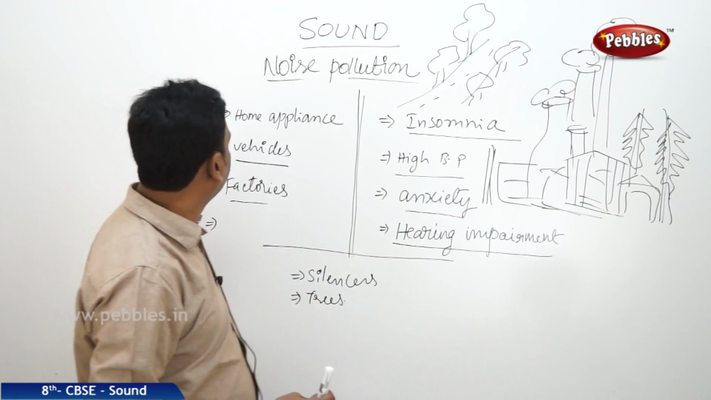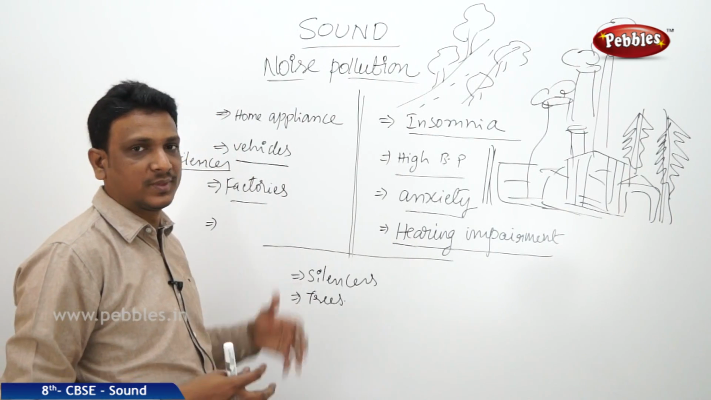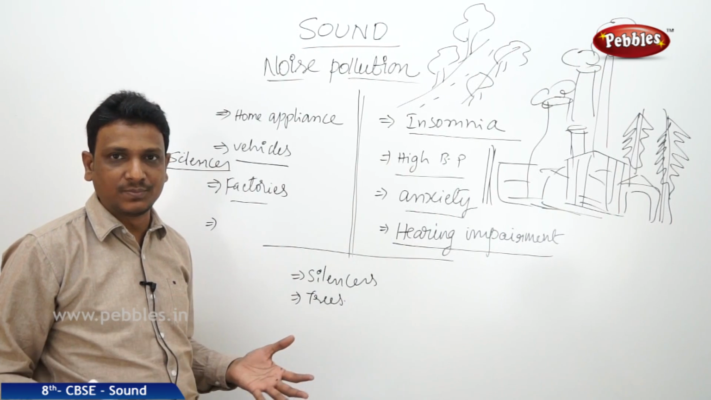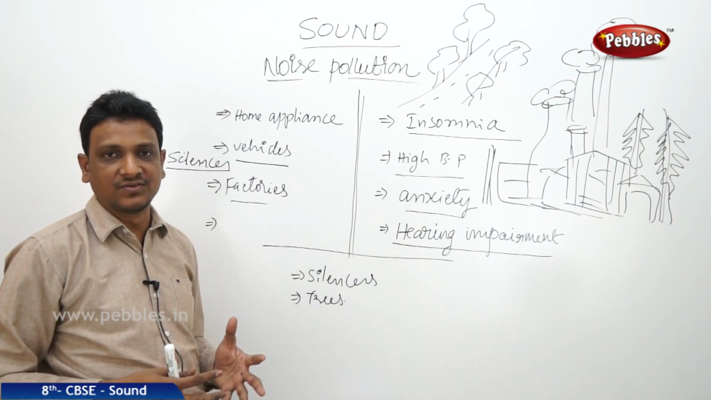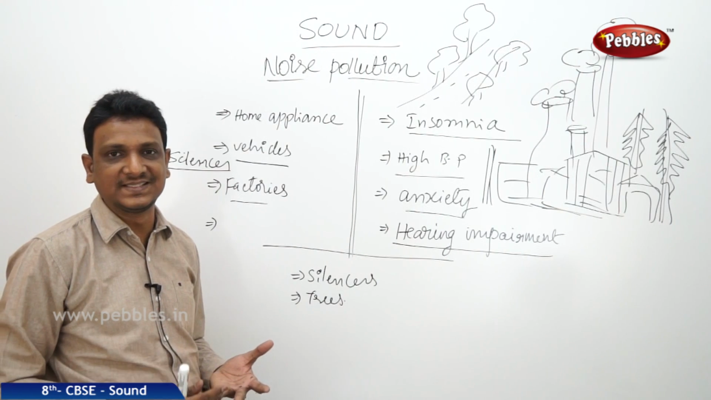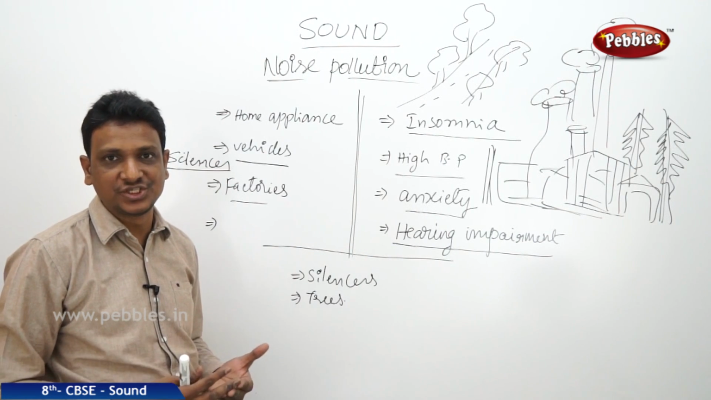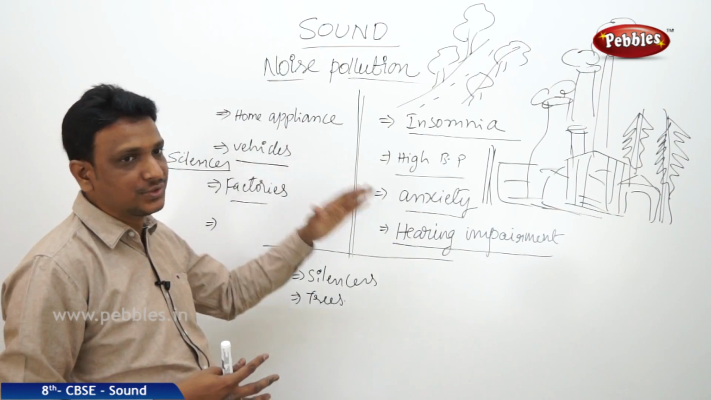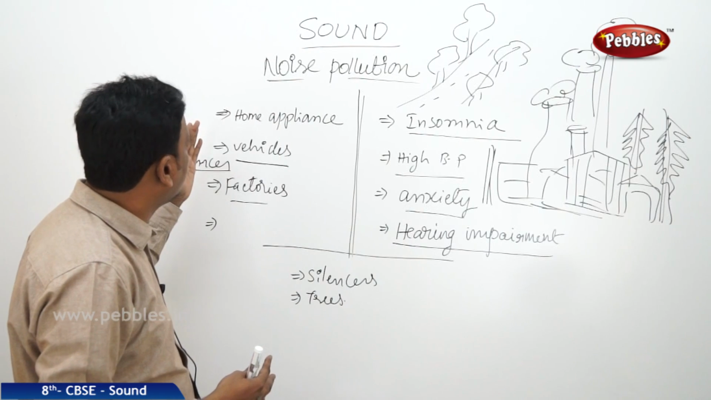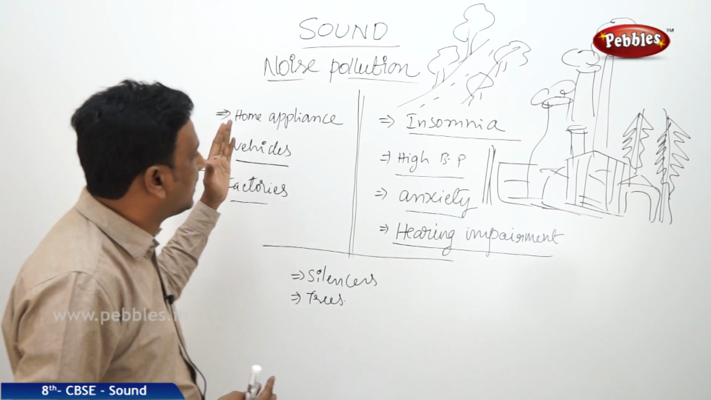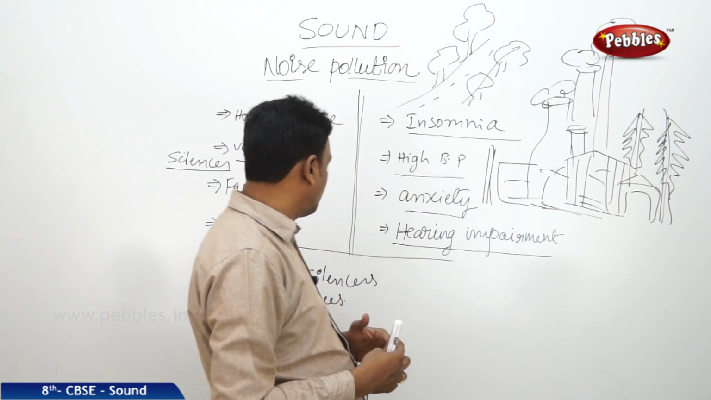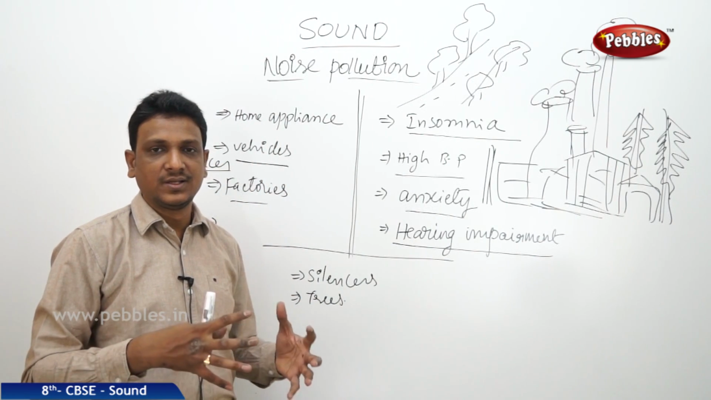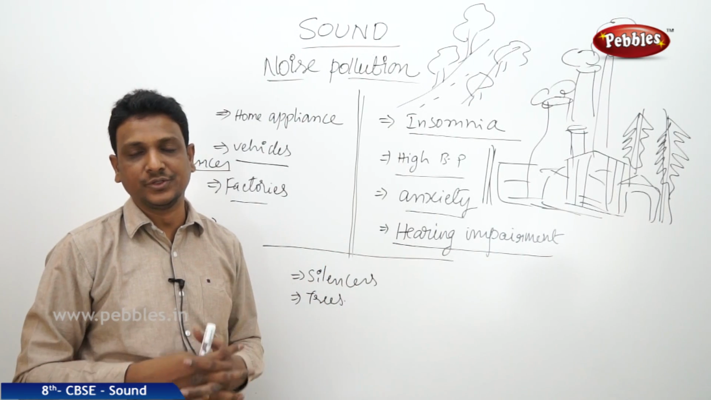So we have seen the general aspects and physical properties of sound in this chapter. Generally, what a sound is, how sound is produced, and what the physical properties of sound are, what amplitude is, what frequency is, what loudness is, what pitch is, and their interrelations. Now we have seen the difference between sound and music, and we have seen the sources of noise pollution, and next the problems created by noise pollution, and the remedies or measures that we can take to control noise pollution or sound pollution.